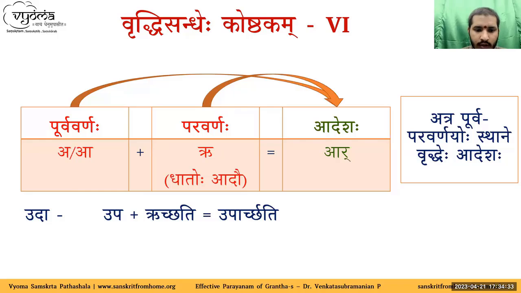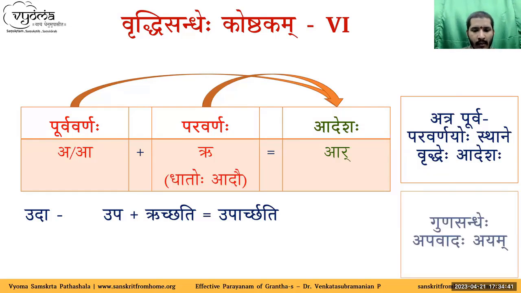Thus in place of these two letters, we get ār as the Adesha. We get the final form Uparchati. So Gunasandheh Apavadah Ayam. Apavada means exception. So this is an exception for Gunasandhi.